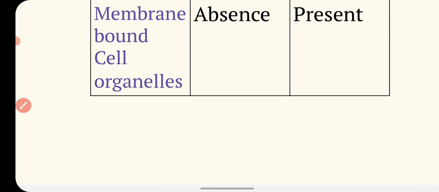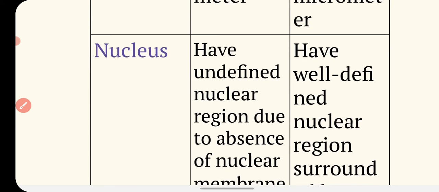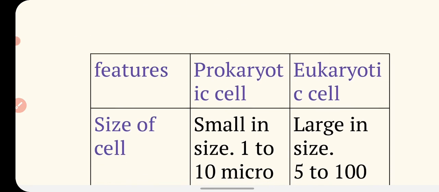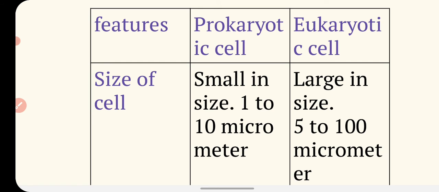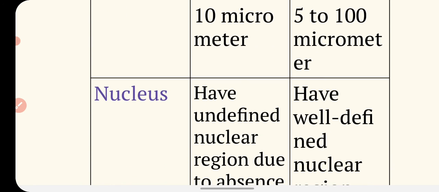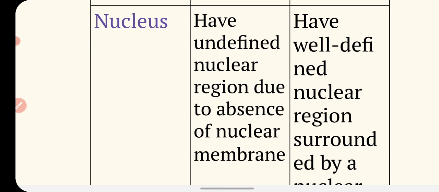So these are the main differences between eukaryotic and prokaryotic cells. Keep in mind that prokaryotic cells are the primitive kind of cells, the first kind of cells developed on this earth, and eukaryotic cells are the more advanced kind of cells, found in all the higher animals and plants.